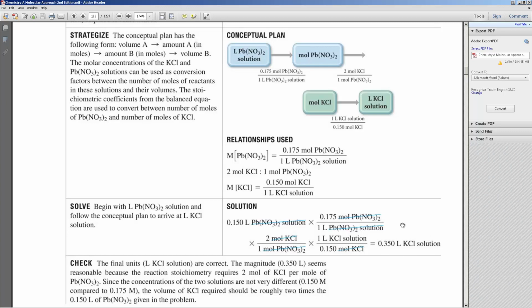What I want to emphasize is that we're getting moles in the middle, and this step here with the coefficients is the same regardless of how you get to moles in the middle. There are lots of ways to get to moles in the middle. In this case, we're doing it starting with a volume and a concentration.